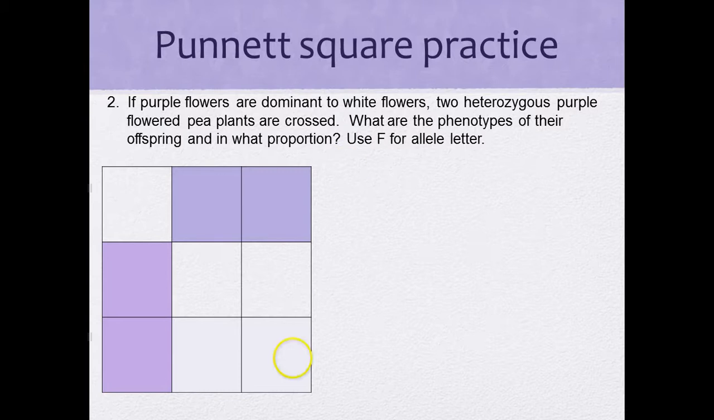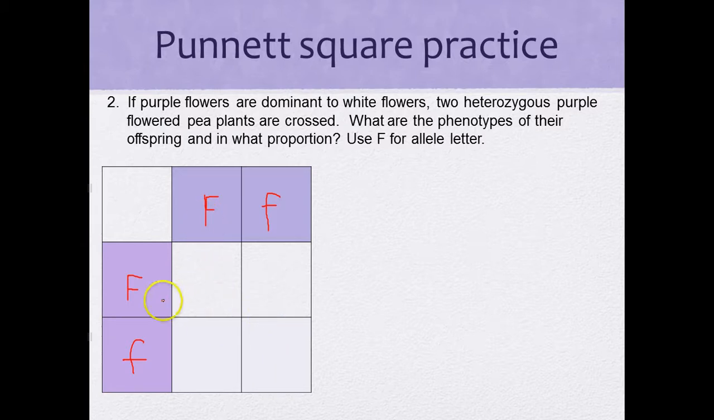So to get you started, let's take a look. If we're using F, you have to figure out what the parents look like first. They're both purple and they are heterozygous. Heterozygous means they are going to have one capital letter and one lowercase letter. Both of them appear heterozygous. Then go ahead and fill in the offspring boxes.